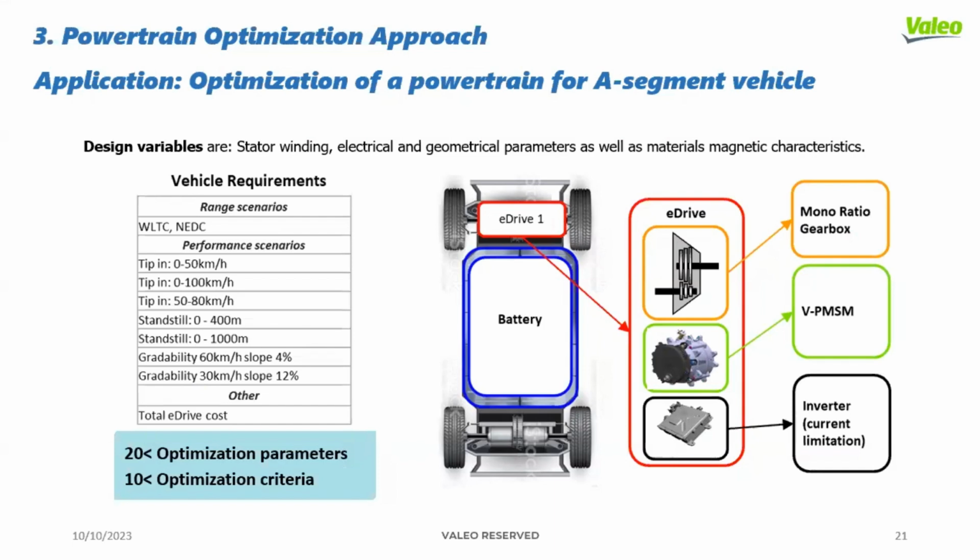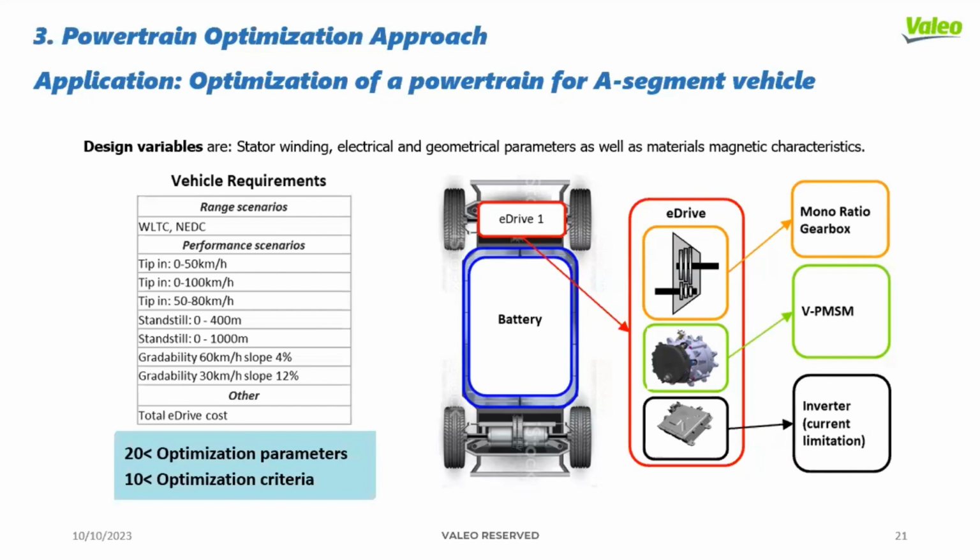So now I will show you a case study. We have this system here. We've chosen a mono ratio, and we need to find this ratio. We've taken the same topologies that I showed you before. And for the inverter, we only consider a limitation of current from the inverter. So we can see that we are mainly optimizing the machine, but the machine with the suitable gearbox ratio.